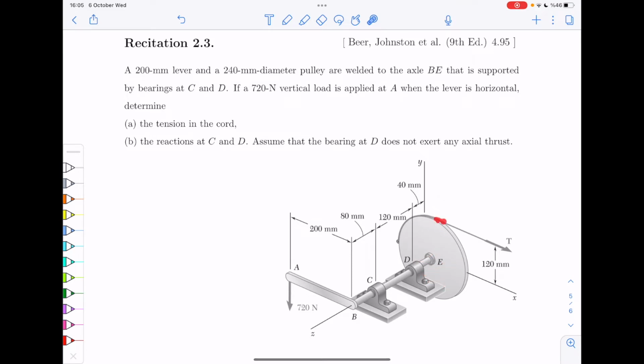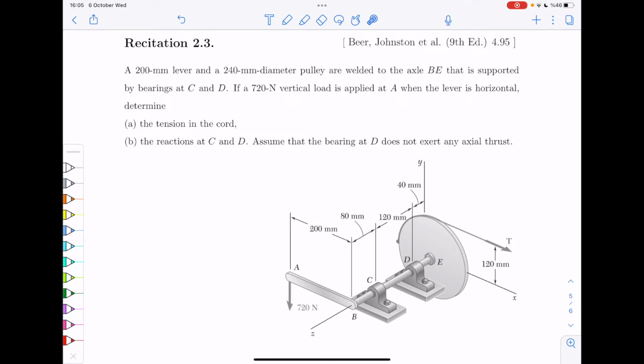And on that, you apply a tension T. Or let's say there is a cable around it, or there is usually like a conveyor belt, and then you apply a force T at that end. Assuming that that force is purely horizontal, so it has only X component, and then there is this force at the end of the arm AB with 720 Newton downward, so in the Y direction, but with the minus sign. You want to compute the tension in the cord and also the reactions at C and D.